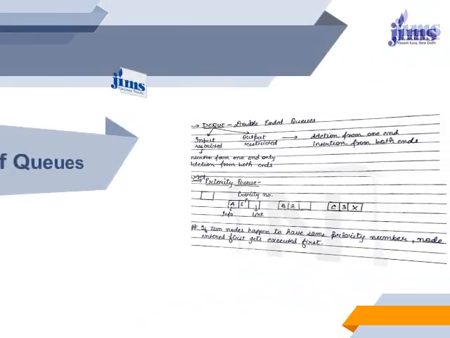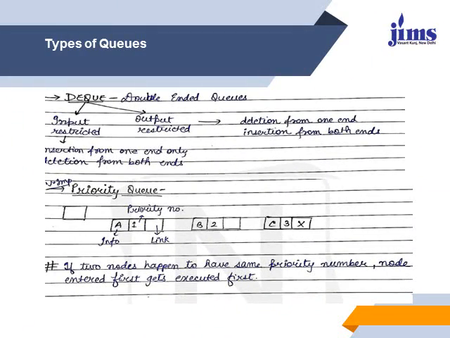Queues. The very first type of queue is the doubly ended queue, also known as DQ or deque. Here input is restricted and output is also restricted in a particular way. Deletion from one end and insertion from both ends can happen in a DQ, or insertion from one end only and deletion from both ends. Okay, this is the way your DQ happens.